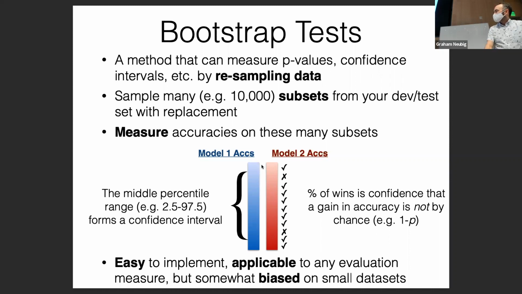The disadvantage of Bootstrap tests is that they can be biased on very small data sets. So if you have a very small data set with like 50 examples or something like this, they might not give you robust statistical estimates.